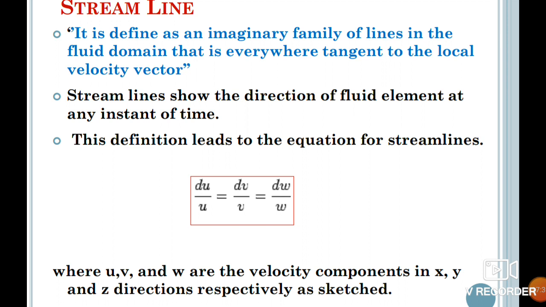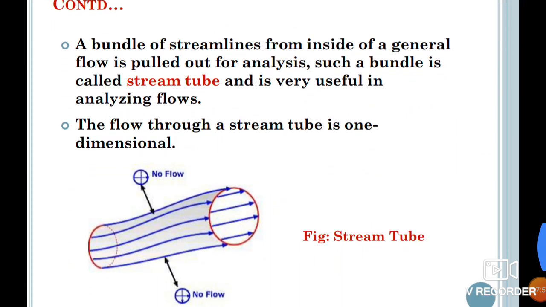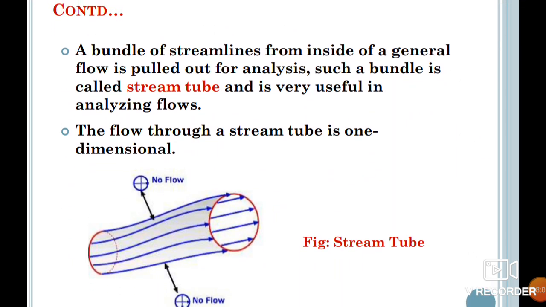Streamlines actually show the directions of the fluid element at any instant of time. At a particular time, what is the direction of those fluid particles? That is shown by using streamlines. This can be explained by means of an equation: du/u = dv/v = dw/w, where u, v, and w are the velocity components in x, y, and z directions respectively. And a bundle of streamlines together is known as a stream tube.